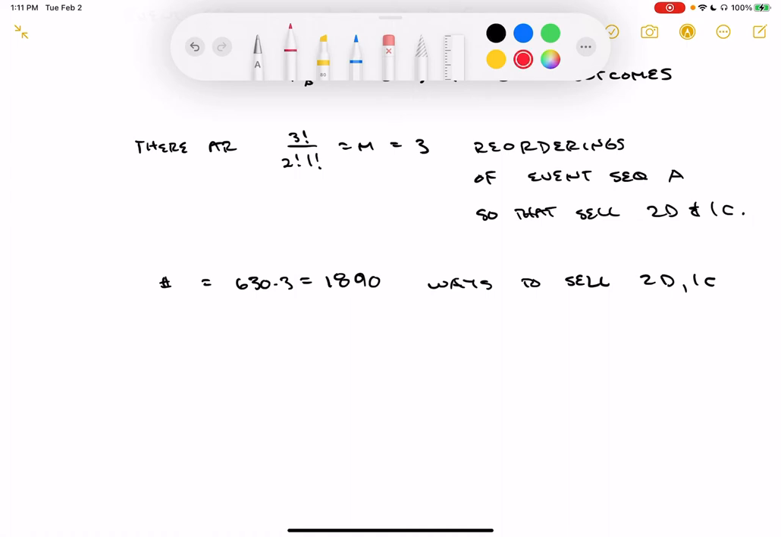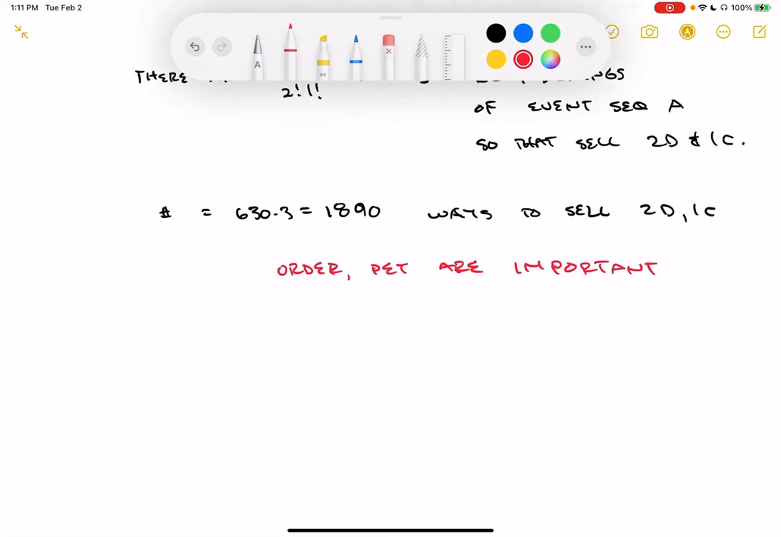What are the assumptions under this? I'll do this in red. The assumption is that the order and the pet are important. And I think if we thought about this in terms of the people who are coming to pick up these animals, all of that would be an appropriate assumption. The people who order dogs are going to want to get the dog that they ordered. And the person who gets the cat is going to want to get the 1 cat that they ordered. And so this particular way of counting respects or accounts for order and pet type both being important. Well, there might be other ways that we could consider this.